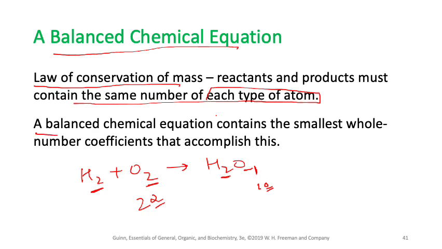So what is balancing of a chemical equation? Balancing of a chemical equation means to contain the smallest whole number coefficients so that the number of atoms on each side, reactant and product, become equal, right? Okay, so let's try to solve this balancing of chemical equation. Let's try to understand on the next slide how you can balance the number of atoms on each side.